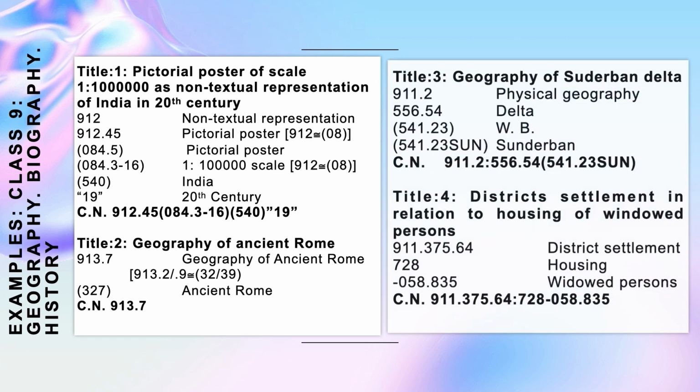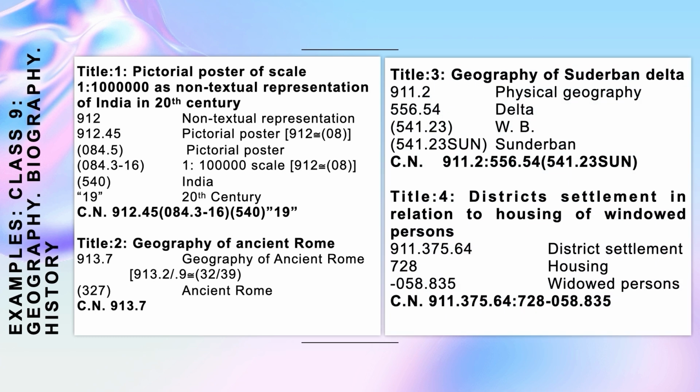Then title 3, Geography of Sundarban Delta. So 911.2 Physical Geography, 556.54 Delta, and within parenthesis 541.23 West Bengal, and 541.23 SUN for Sundarban alphabetical. So the class number will be 911.2:556.54(541.23 SUN for Sundarban).